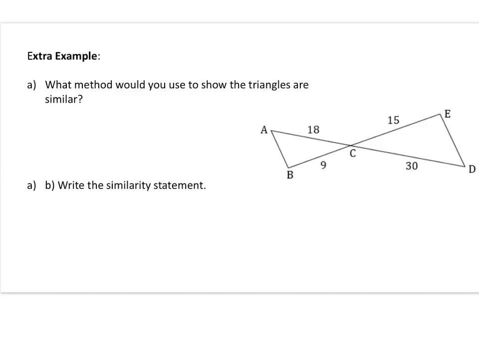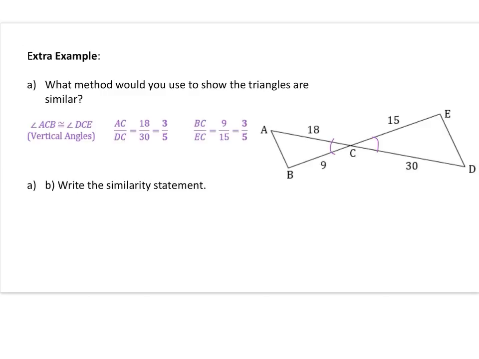So here we have a picture of triangles that seem to be connected and intersecting at point C. So our first question, what method would you use to show the triangles are similar? To start, we can see that angle ACB is congruent to angle DCE. And that's because they're vertical angles. So I'm going to mark my two angles that are vertical, therefore congruent. That means I'm left with two sides that include those angles. So I could possibly use the side angle side theorem.